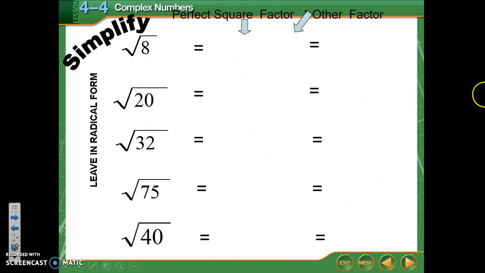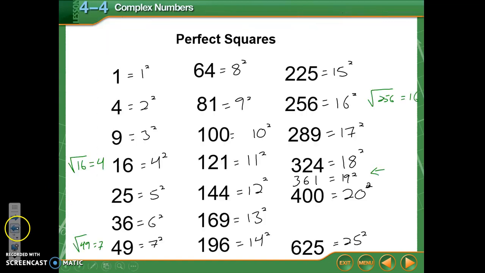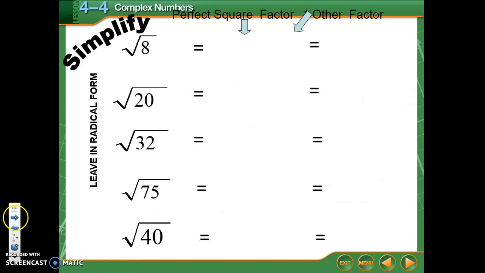So we're going to remind ourselves what it means to simplify a square root. When I simplify a square root, I'm looking for a perfect square factor, right? So I'm looking for one of these perfect squares to be able to be a factor of whatever is underneath the radical sign. So in the case of the square root of 8, 8 is 4 times 2. 4 is the perfect square factor, and 2 is just the other factor.